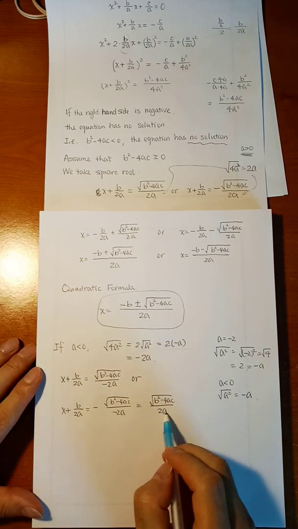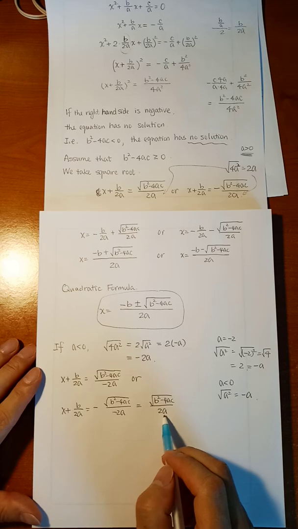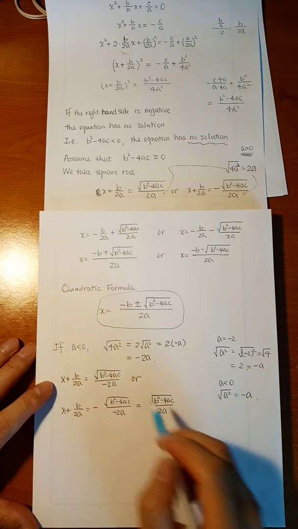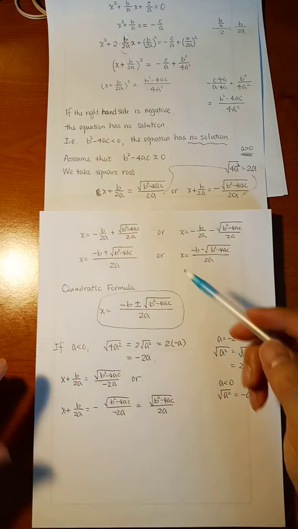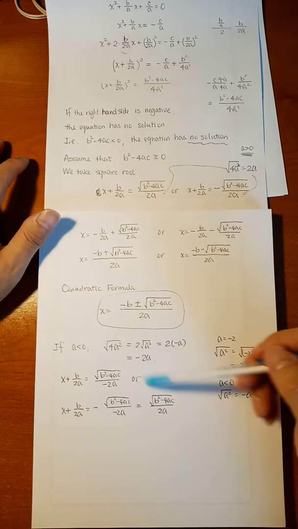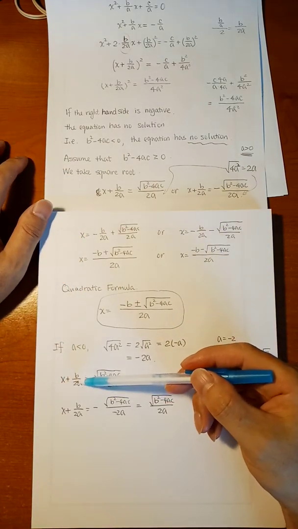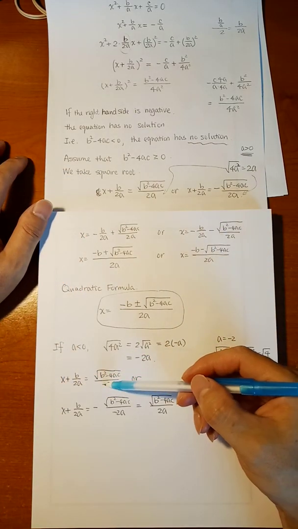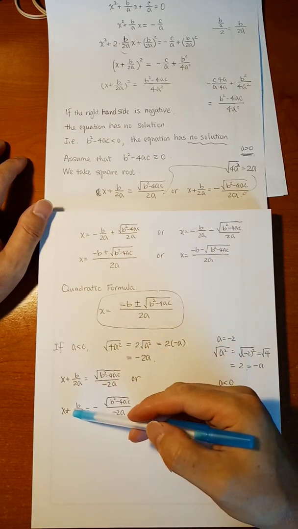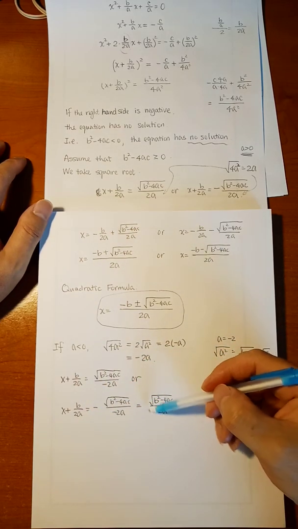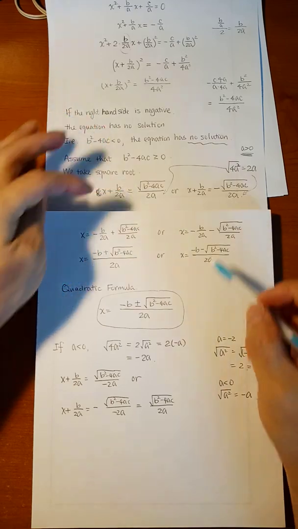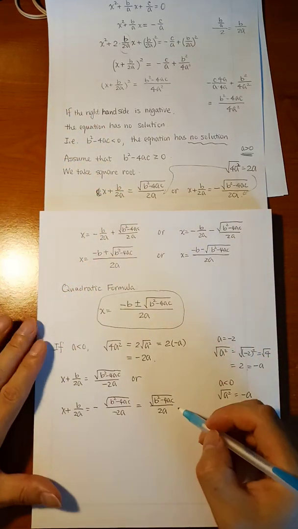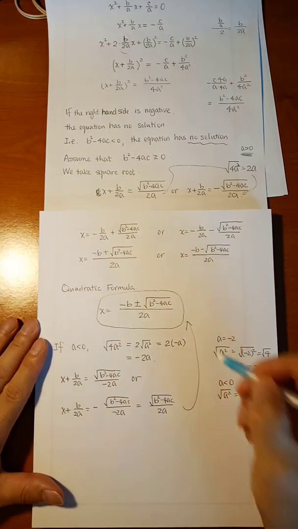There's a positive sign, but this number is a negative number. 2 times a negative number is a negative number. So you see, you actually have the same formula. X plus b over 2a, here you have a negative sign. X plus b over 2a, there's no negative sign. It's exactly this. So from here, you will get the same formula.